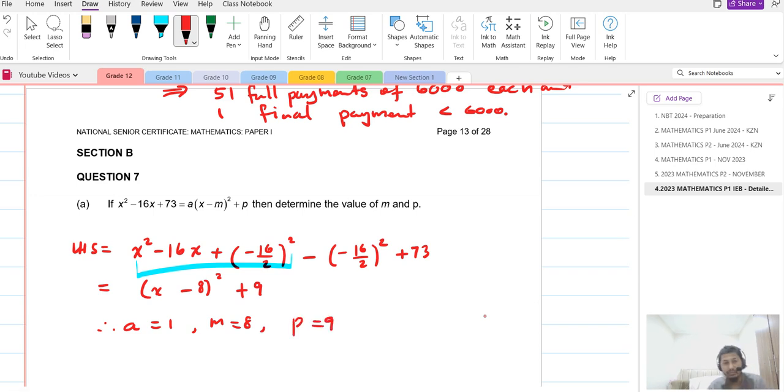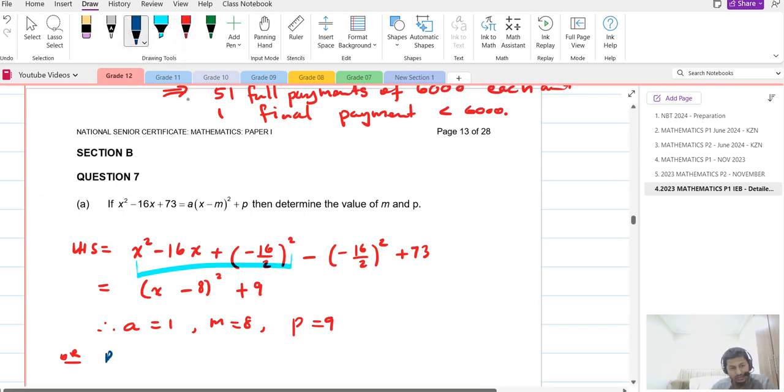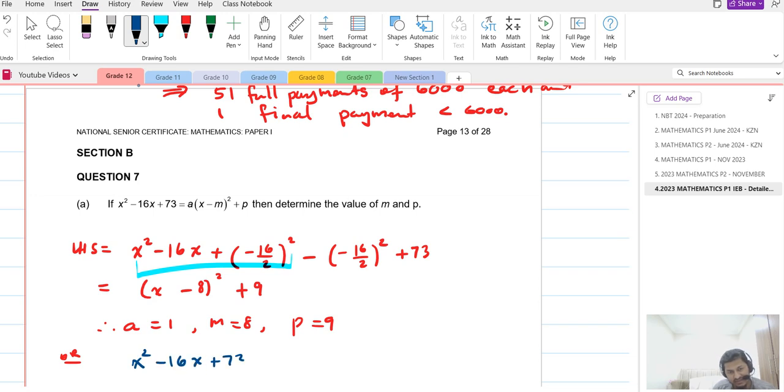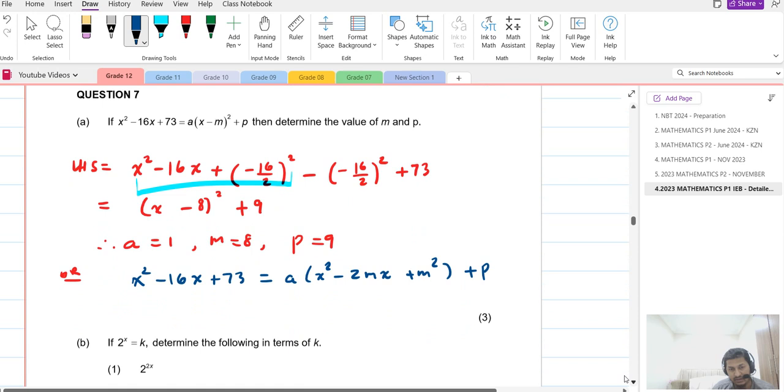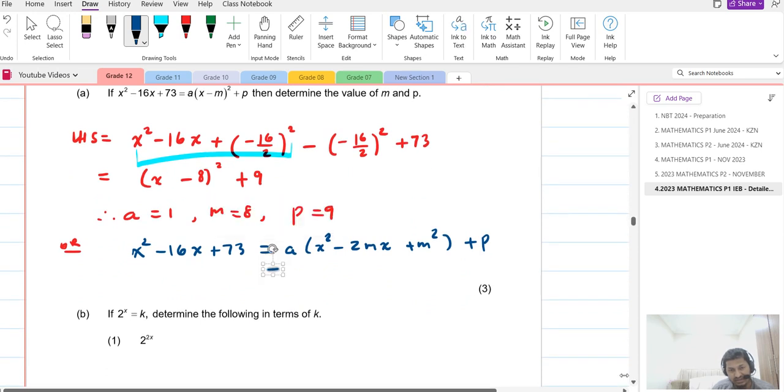Comparing, right? So it's in completing the square form. Or you can do the right hand side and open that up, RHS. Remember, you're going to open up this equation, so we have x squared minus 16x plus 73 is equal to a into x squared minus 2mx, multiplying these two times 2, plus m squared, plus p.